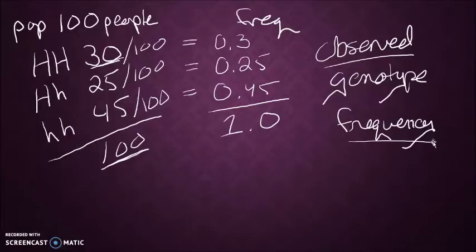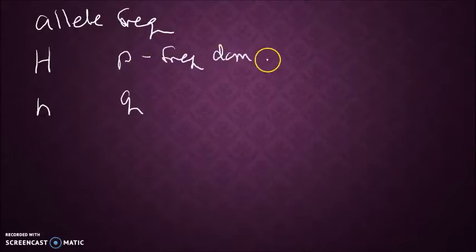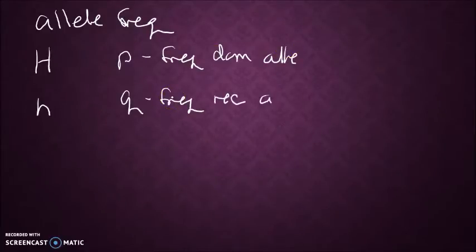Now, in order to go any farther, we need some common terminology. When we're dealing with frequencies of alleles, called allele frequencies, we can't use the letters big H and little h, because those represent actual alleles, numbers of alleles. So instead, to compare and get those frequencies, we use the letters P and Q. P represents the frequency of the dominant allele, and Q the frequency of the recessive allele.